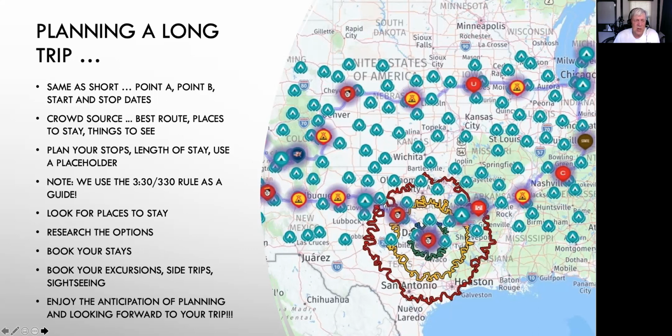So again, I'm going to show you how to research the options for places to stay, and then you're going to book them either using their websites or by phone. And then you can start booking excursions and side trips and do some planning some sightseeing.